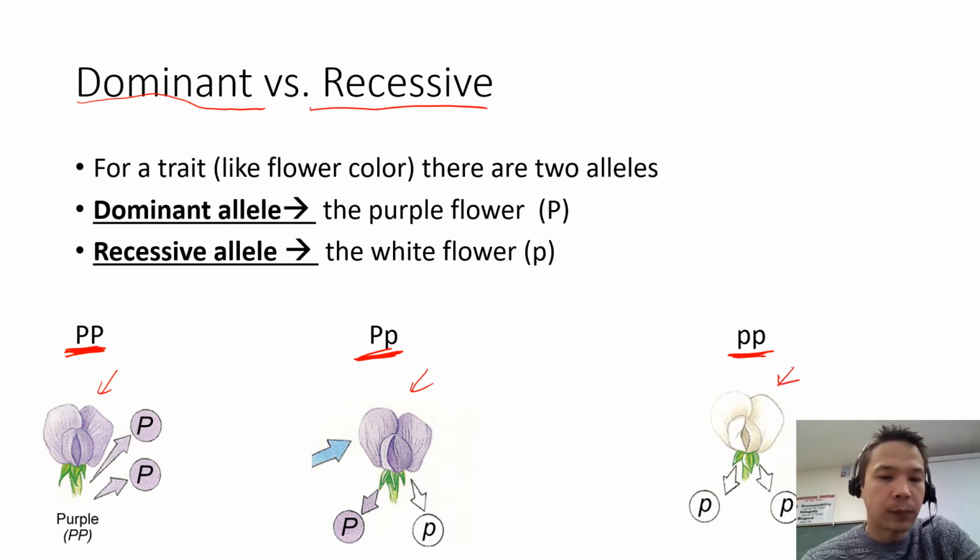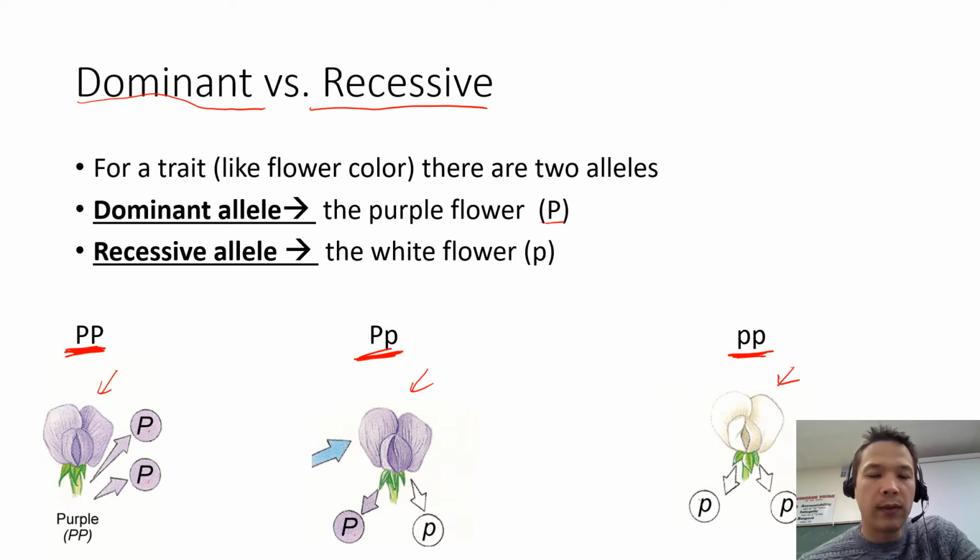With this one right here, we have two dominant alleles, capital P, capital P. So this one has two dominant alleles. This one has a dominant allele and a recessive allele, and this one has two recessive alleles.